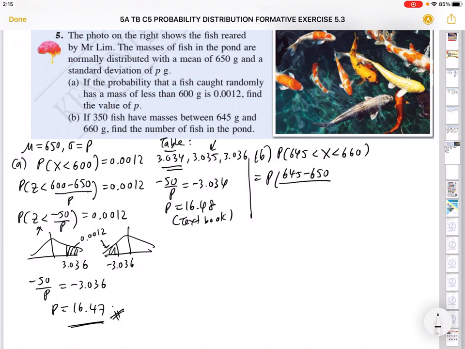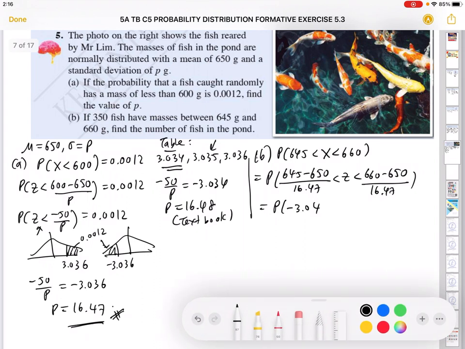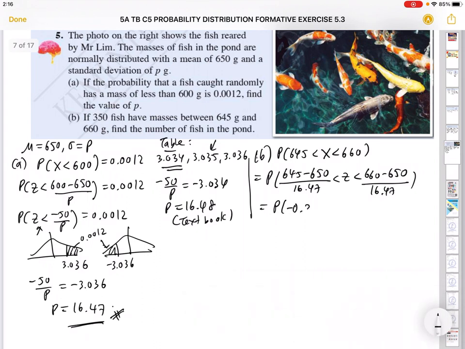Now here, that's the thing. Do you choose 16.48 or do you take 16.47? I'm just going to use 16.47 since this is supposed to be the more accurate answer. You minus 650 divided by 16.47. So the value that I've got is negative 0.304, and this is 0.607.